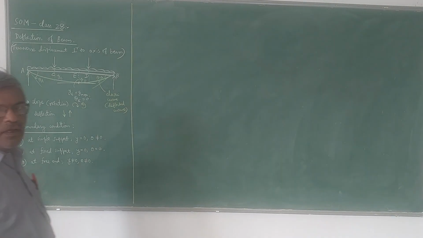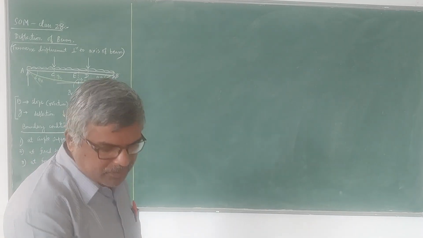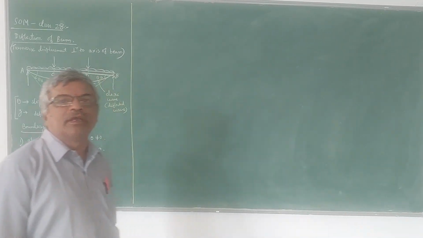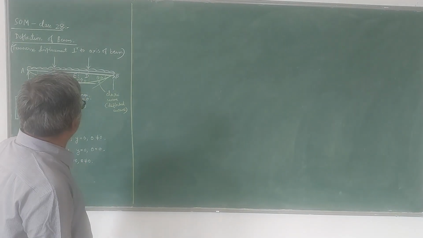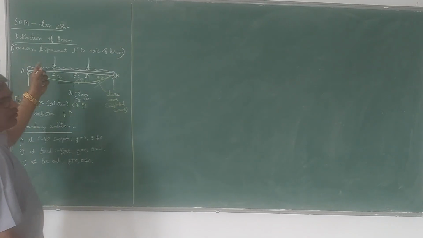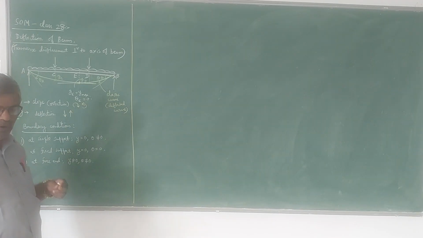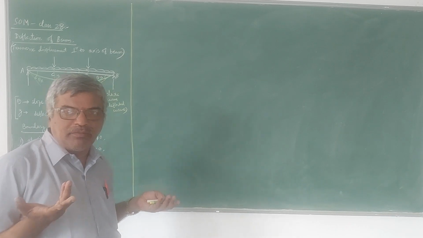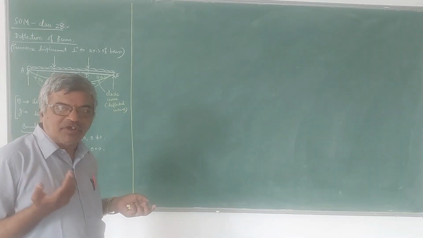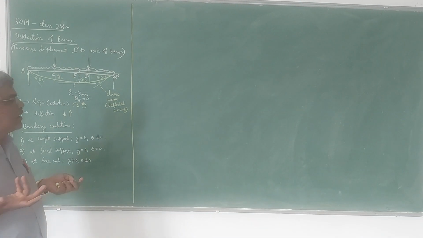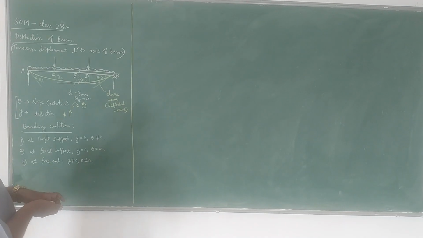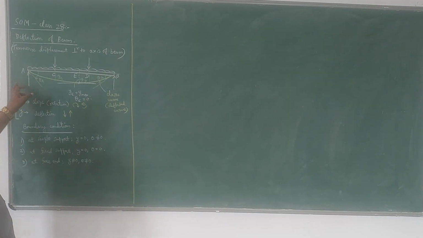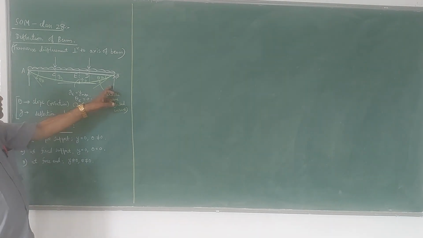So in this class, I will explain another concept which is very useful in the analysis and design of structural members: deflection of beams. You know different types of beams: simply supported beam, cantilever beam, overhanging beam, fixed beam, continuous beam, propped cantilever, etc. Here I have considered a simply supported beam.